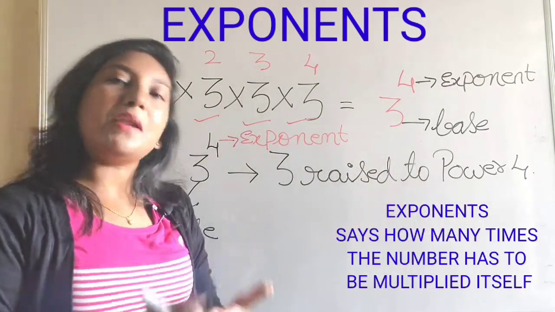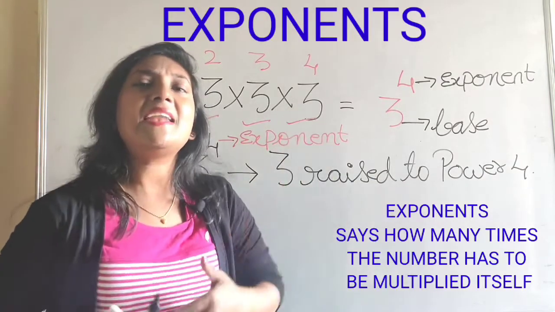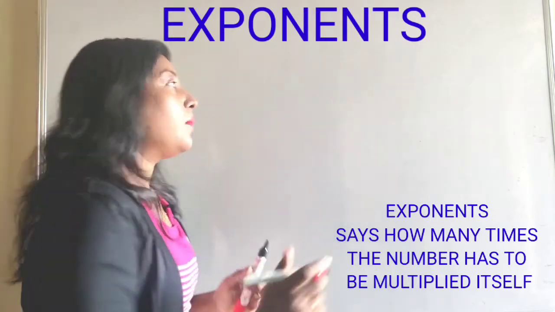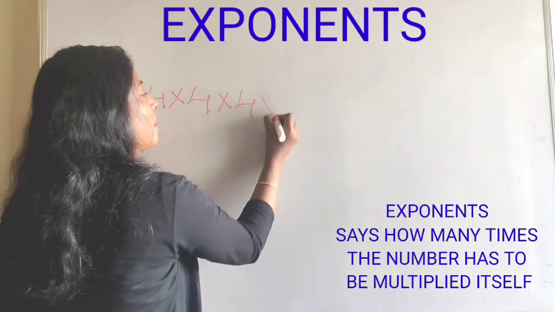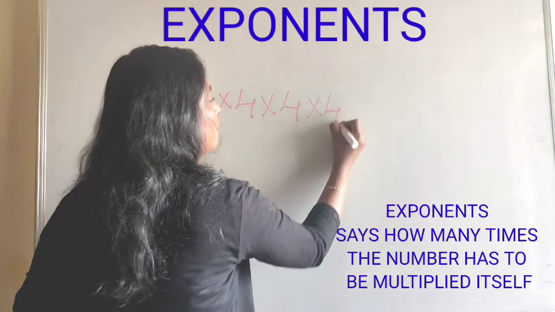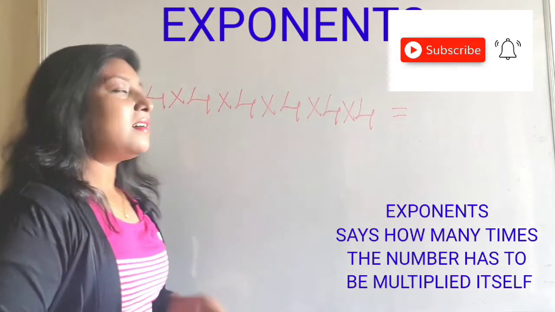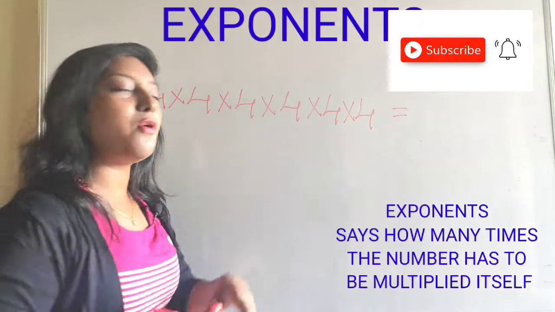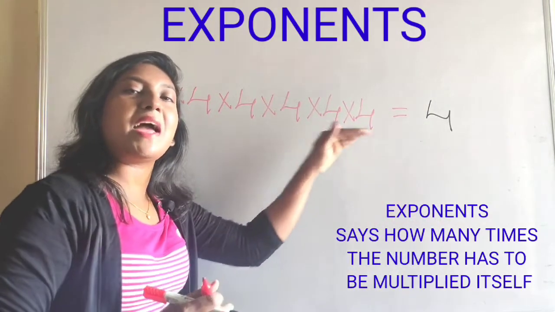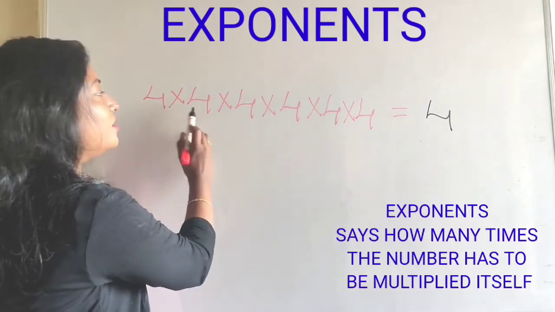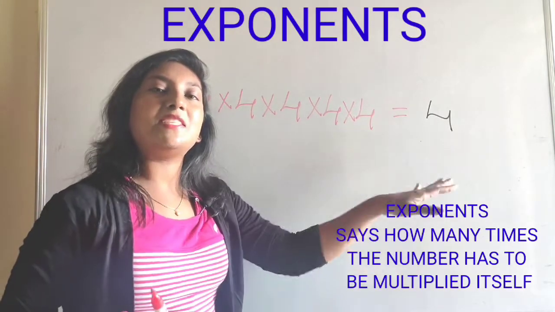Now let's see one more example which will give you a clear idea about what an exponent is. Now if I take 4 multiplied by 4 multiplied by 4 multiplied by 4 multiplied by 4 multiplied by 4. Here what is the number? That is 4. And how many times have we multiplied this 4? Let's start counting. 1, 2, 3, 4, 5, 6. That means 6 times we have to multiply this 4.